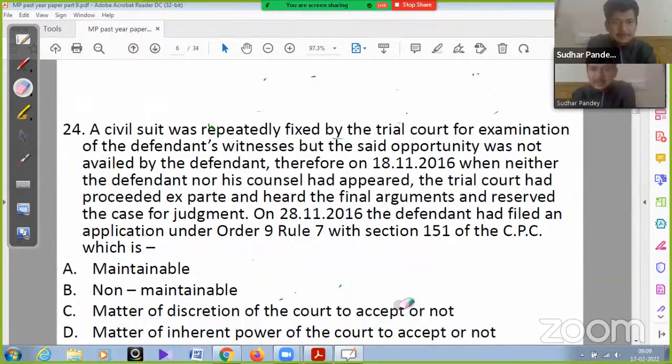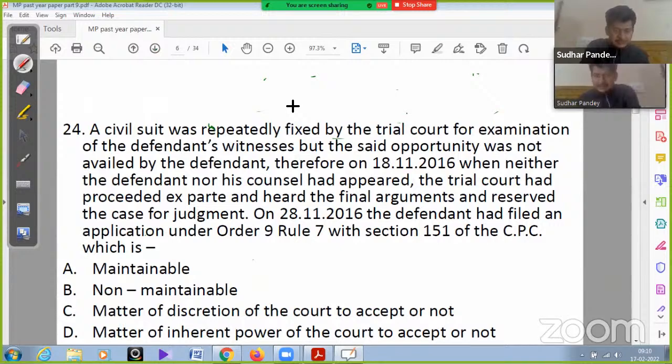A is saying maintainable, B is saying non-maintainable, C is saying a matter of discretion of the court to accept or not, and D, a matter of inherent power of the court to accept or not. So what should be the correct answer for question number 24? If you follow closely, question 24 came up with two major things. Firstly, the defendant was not appearing continuously, so the court finally decided the matter ex parte, but before passing the judgment, the court reserved the judgment and fixed a date of judgment. Before that date, under Order 9 Rule 7 read with Section 151 of CPC, the defendant filed an application. So what will be the correct proposition?